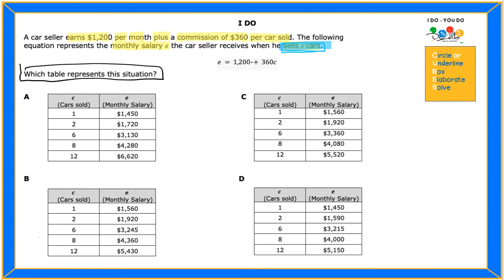I like that they gave an equation here. So that's good. So we did circle, underline, and box. Now I need to do elaborate. For elaborate, I need to decide what will be the plan that I'm going to follow. Remember on the past questions, we said we can find the difference on the right side of the table and find the pattern, and from there we can create the equation.